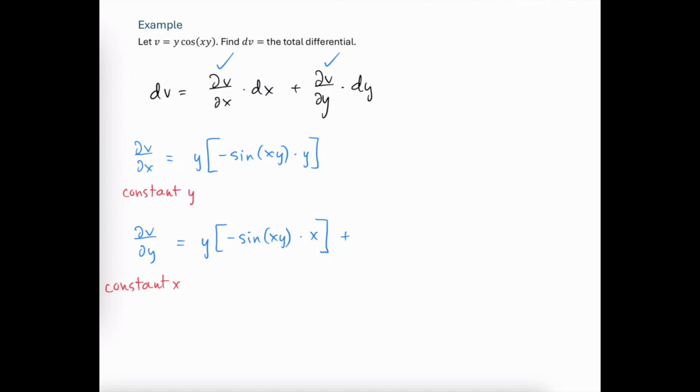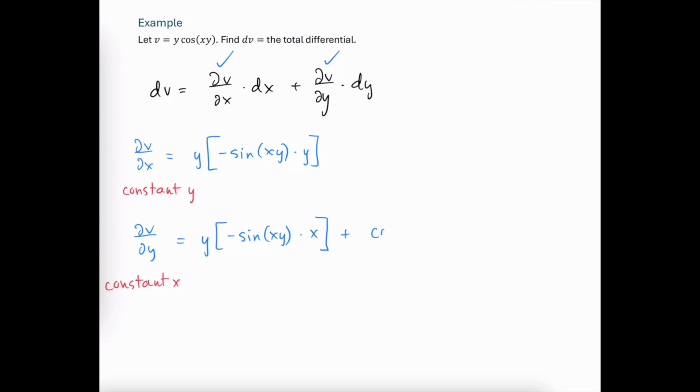And then to that we add the second times the derivative of the first, so that's cos xy times the derivative of the first, which is just y. With respect to y, that derivative is 1.